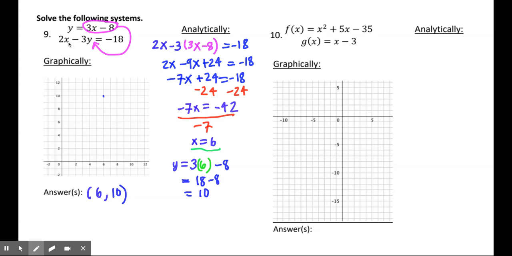Okay, so now let's graph this. So this one's easier to graph because it's already in y equals mx plus b form. So this is your slope, and that's your y-intercept. Your y-intercept is way down there. So we know it has a slope of 3. All right, so looks like this. So here's our line.